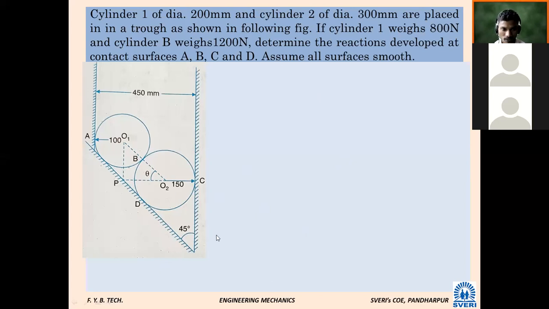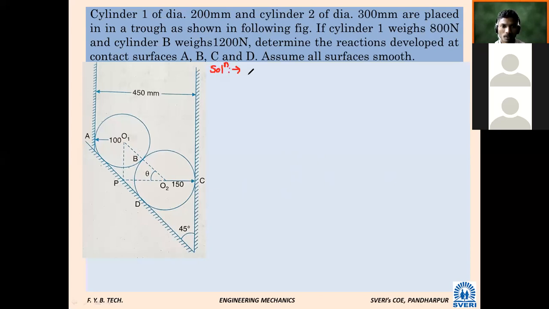And this is again a little challenging problem. You have to give utmost attention. Two different cylinders, different diameters, and reactions are asked only at specific points: contact surface points A, B, C and D. That also we have to remember here. So if I start, again it is a lengthy problem.